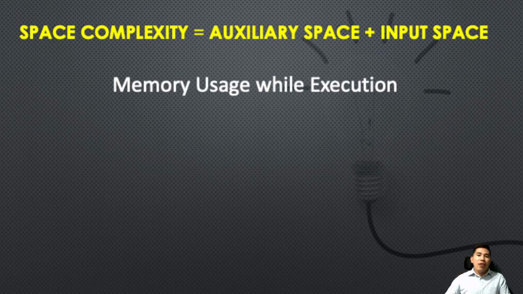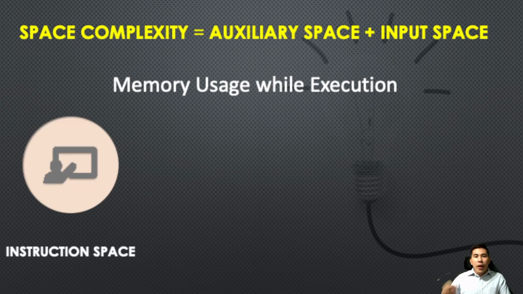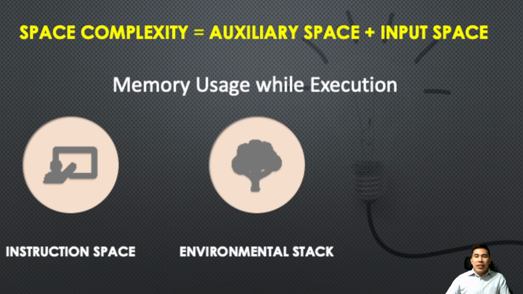While executing, an algorithm uses memory space for three things. Number one is instruction space. It's the amount of memory used to store the compiled version of instructions. The second one is the environmental stack. Sometimes an algorithm or a function may be called inside another algorithm. In this situation, the current variables are pushed onto the system stack, where they wait for further execution, and then the call to the inside algorithm is made.